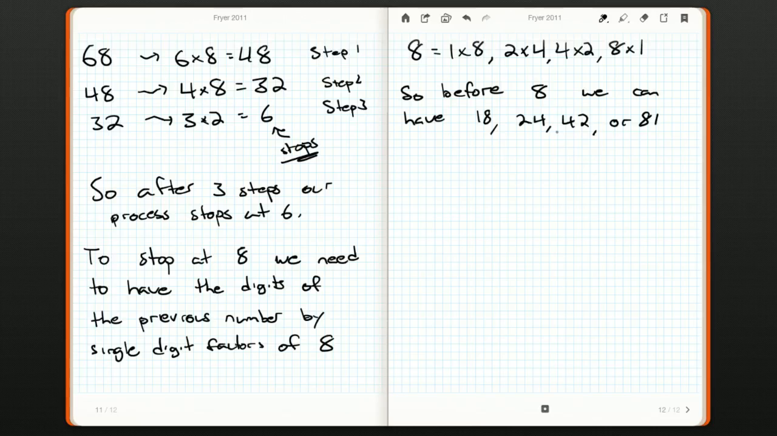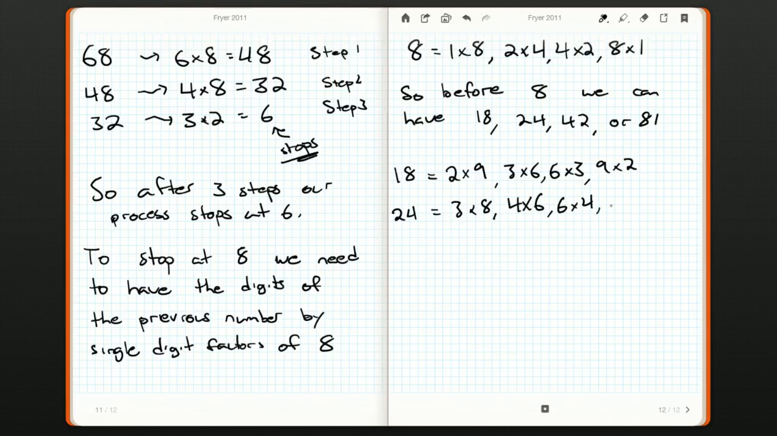Now we want the number of digits that stops at 8 after 2 steps. So 18, 1 times 18, that's not going to do it. 2 times 9, 3 times 6, 6 times 3, and 9 times 2. 24. What single digit product gives us 24? 1 times 24? No. 2 times 12? No. How about 3 times 8? Absolutely. 4 times 6? You bet. 6 times 4? And 8 times 3. How about 42? Well, there's only one single digit way to get that. That's 6 times 7. And 7 times 6, 81. Only one thing we can add here, and that's 9 times 9.